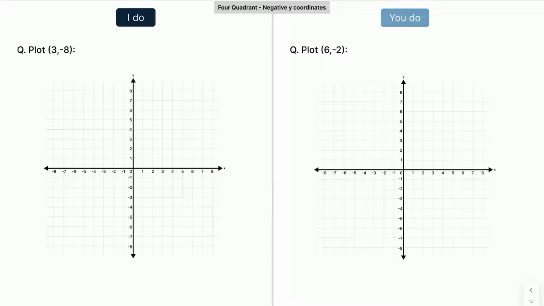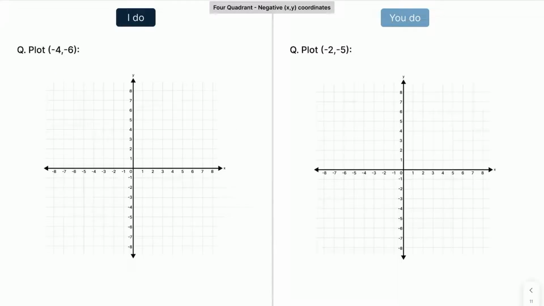So we have another negative y example. So we have x and y. The x is 3, which is right there. And we are going to go down the stairs to -8. So on the right, we have x as 6, which is that one right there. We are going to go down the stairs to -2. And hopefully that's what you got for your answer.